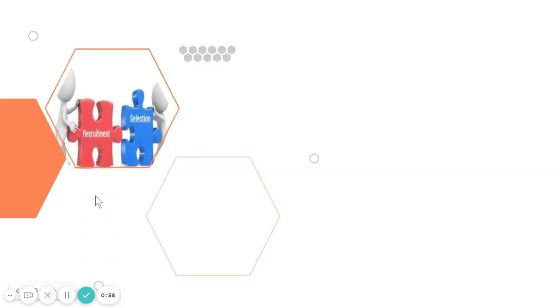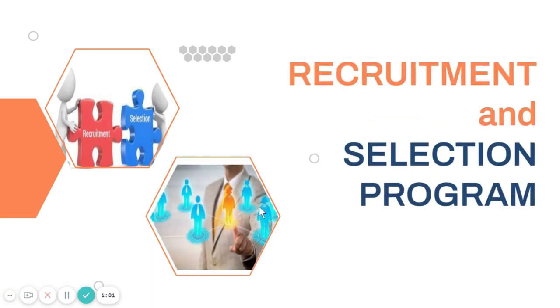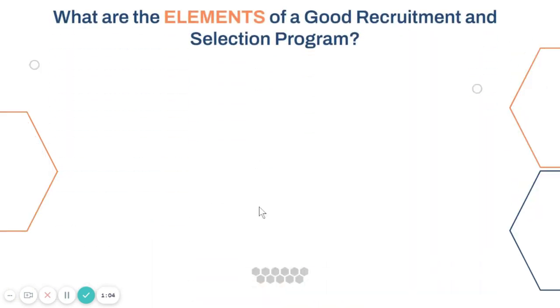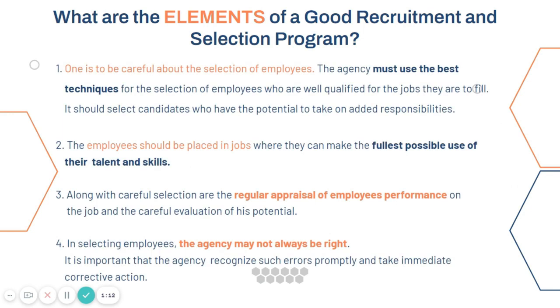The next thing that I will be discussing is about recruitment and selection program. There are elements of a good recruitment and selection program that we need to know about. The first one is to be careful about selection of employees. This is because the agency must use the best techniques for the selection of employees who are well qualified for the job that they need to work into. It should select candidates who have the potential to take on added responsibilities.